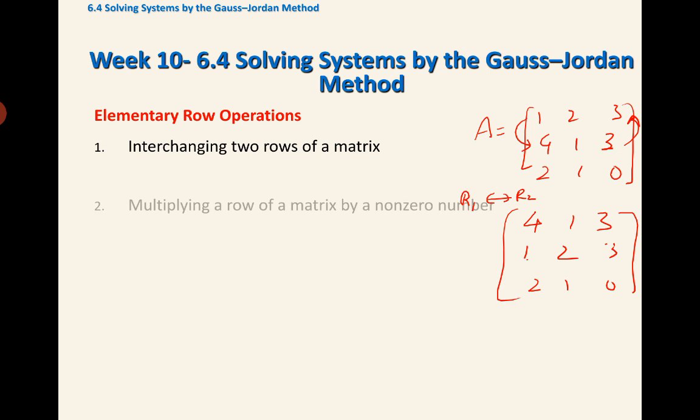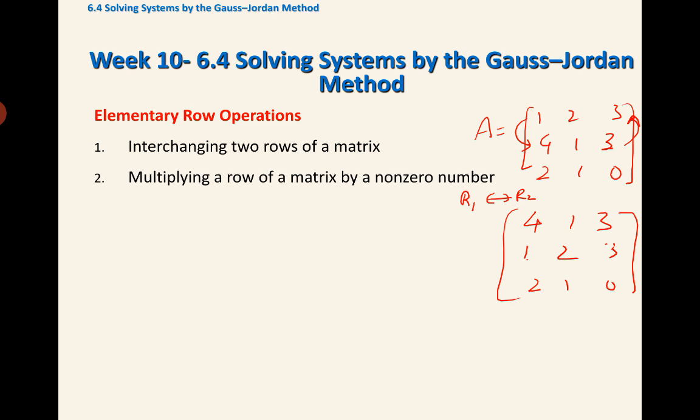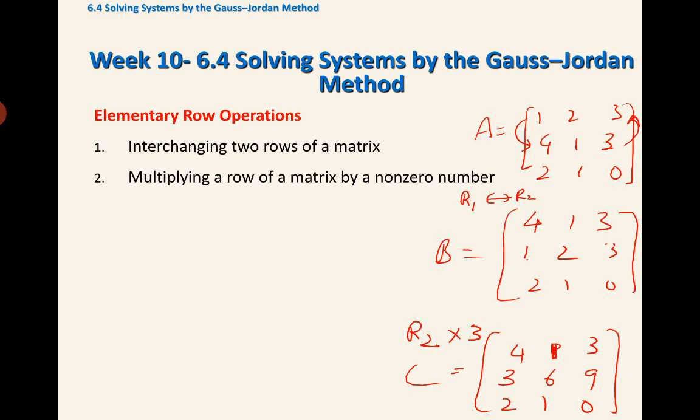So that is the first elementary row operation. Second is multiplying a row of a matrix by a non-zero number. Take from this resultant matrix B, take row 2 and multiply it by 3. So what do you get? The first row has no change, it is 4 1 3. The second row will be multiplied by 3, it will be 3 6 9. The third row has no change. You can call it a new matrix C. This is the second operation, multiplying a row of a matrix by a non-zero number.